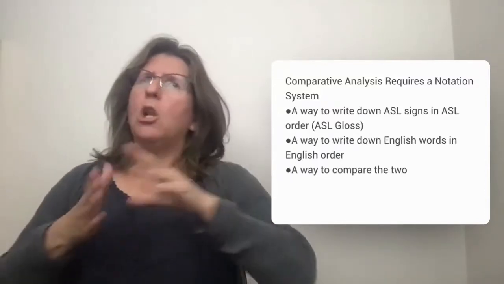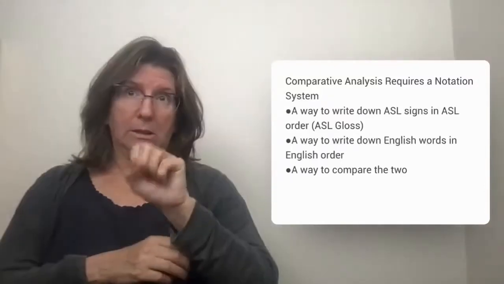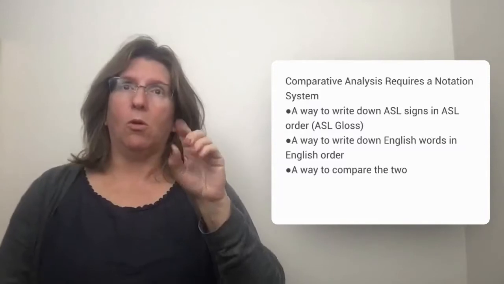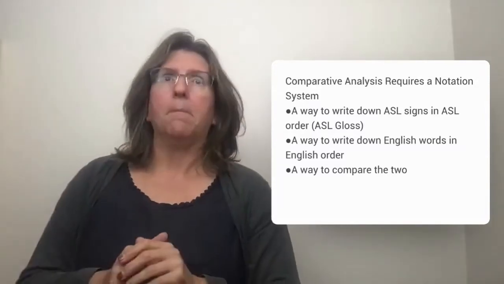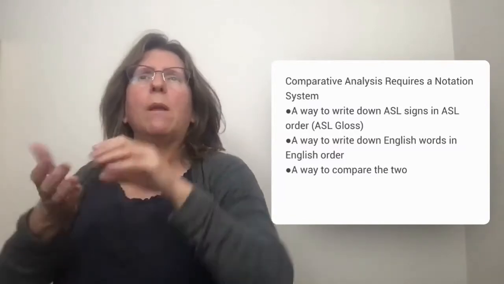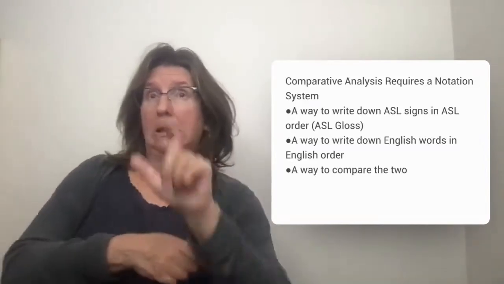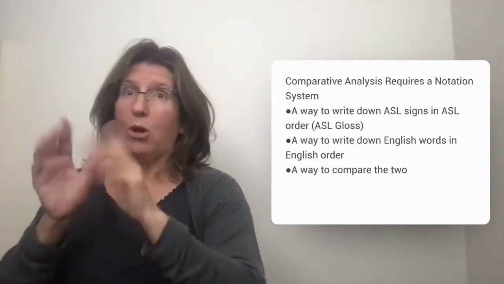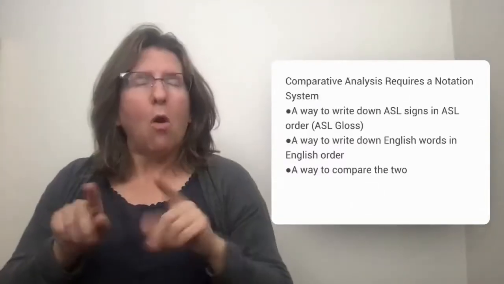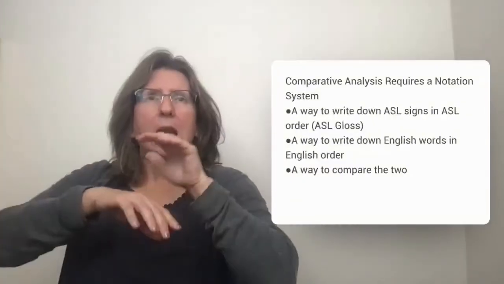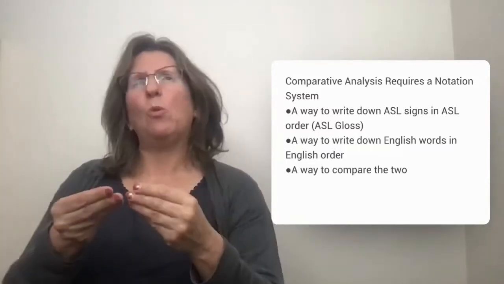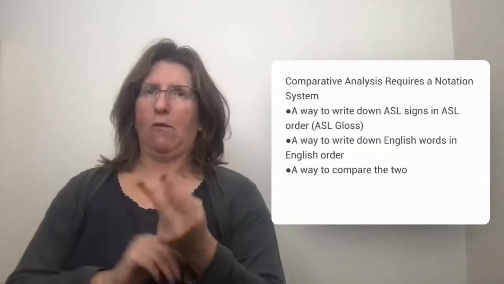Comparative analysis requires a notation system. You'll need to understand at least the rudimentaries of this system. It's a system to write down ASL signs in ASL order, which we will call ASL Gloss. So it's not going to be in English word order, it'll be in ASL order. It's still tied to written English, but it gives us a tool to compare the two.